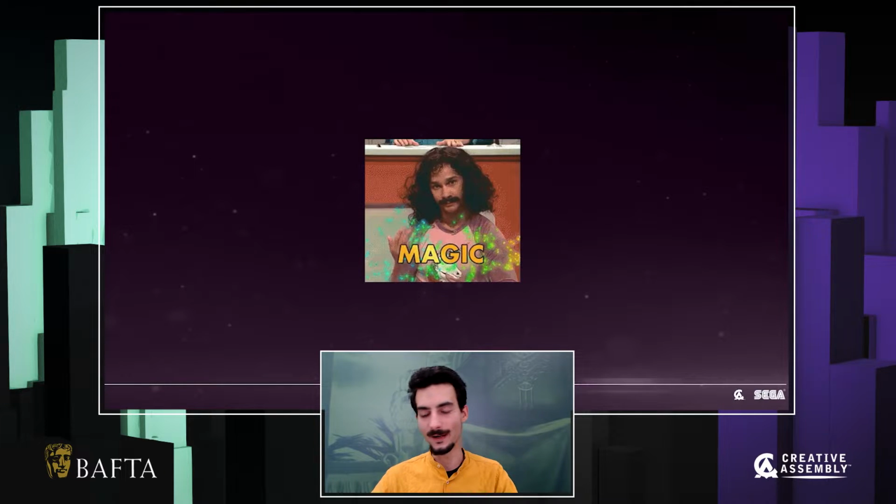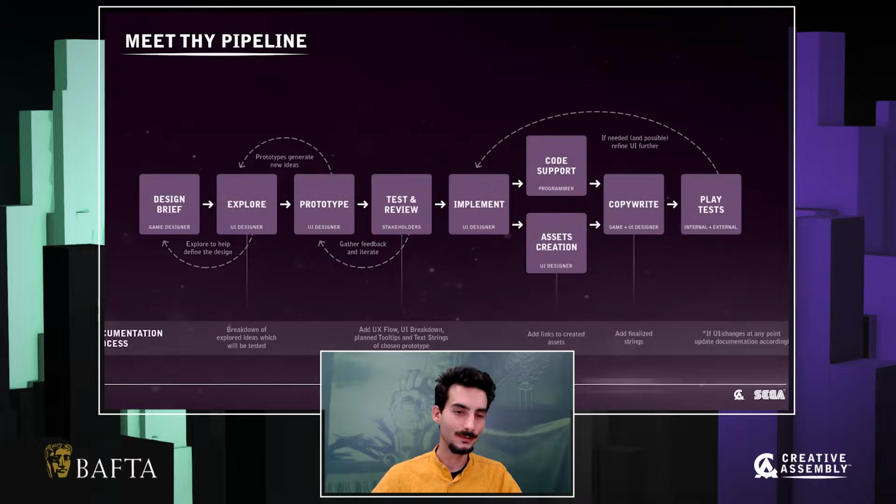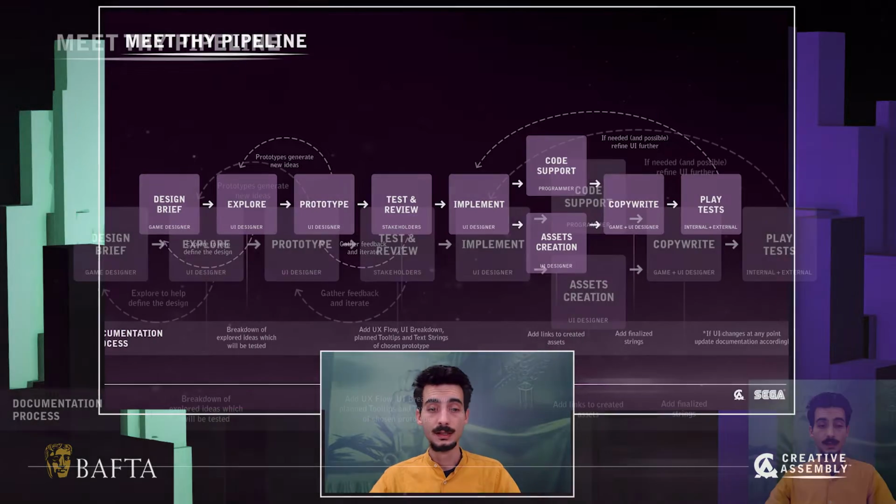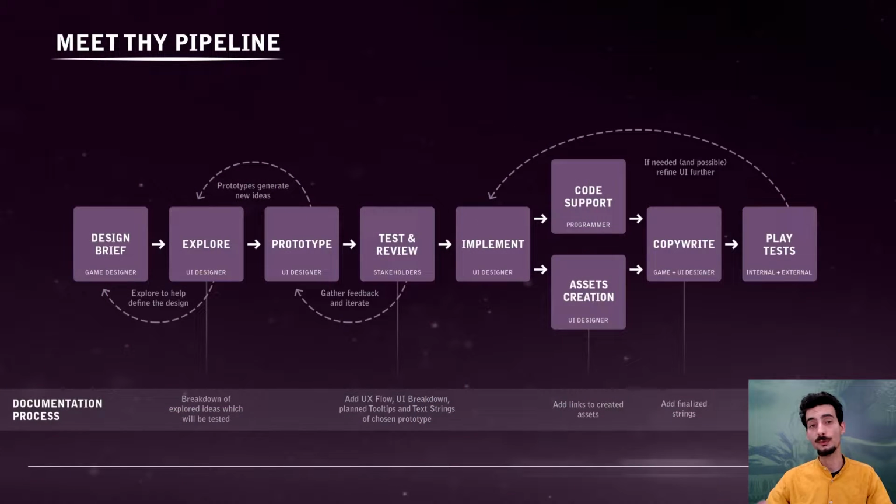But behind that magic, there's actually a very well-defined 9-step process that we call the UI pipeline. Now, I know that it looks like a lot, but trust me, all of it is needed. The pipeline is a step-by-step process for creating UI, which clearly defines who does what when. You can think of it as a high-level to-do list that we apply whenever we start work on UI.